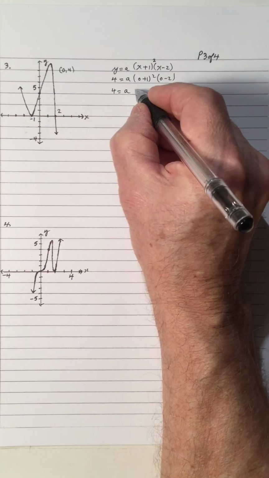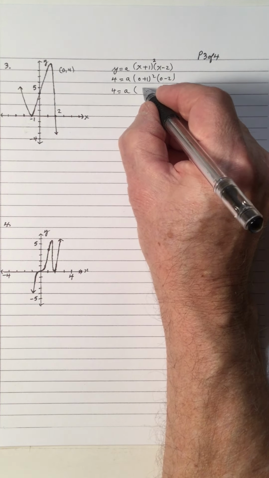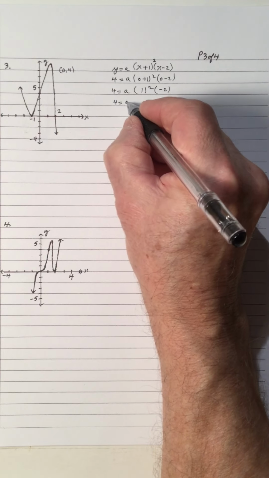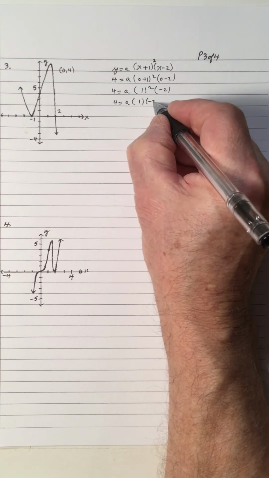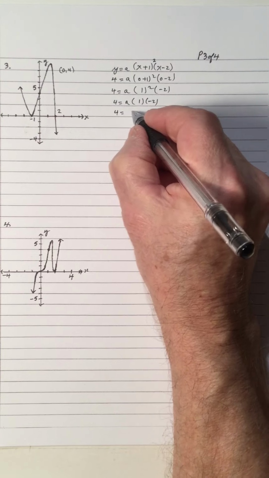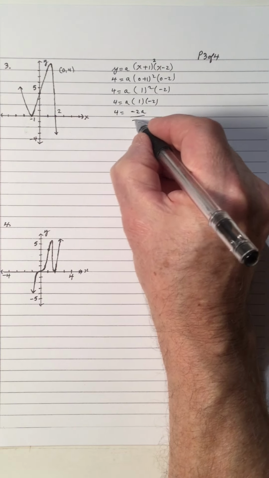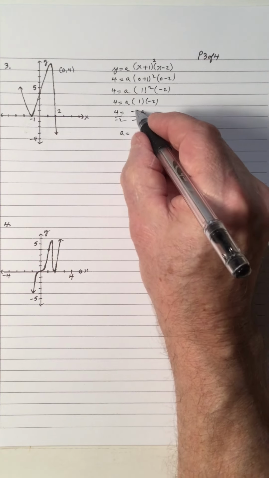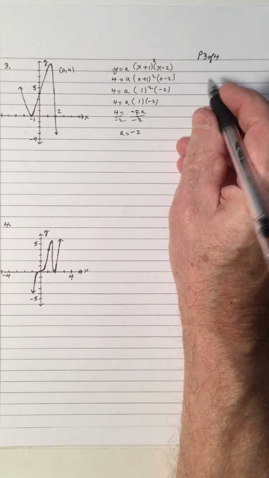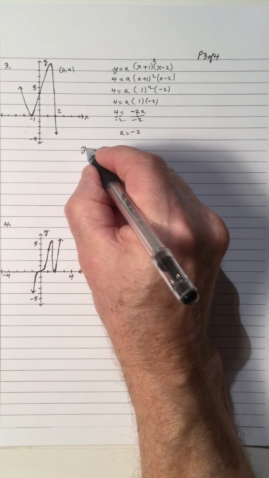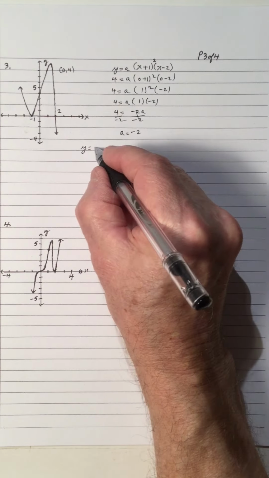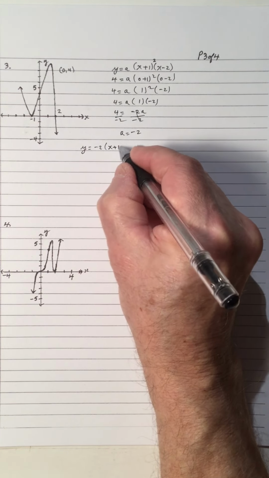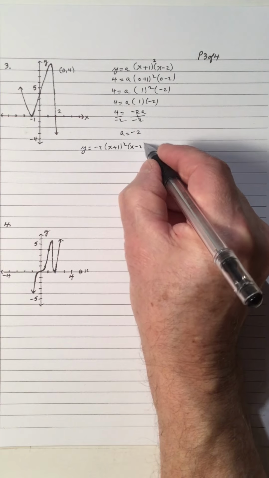4 equals a. And we do the bracket, which is 1. Do the bracket, which is negative 2. Then we square next, which is 1. And we multiply negative 2 and divide by negative 2. So a is equal to negative 2. So we put that in our equation. So y equals a, which is negative 2, and we fill in x plus 1 squared, x minus 2.